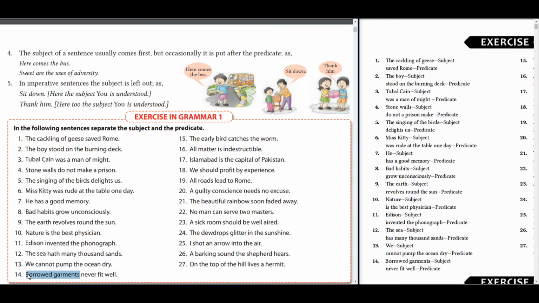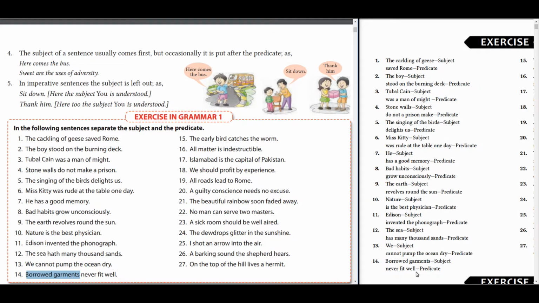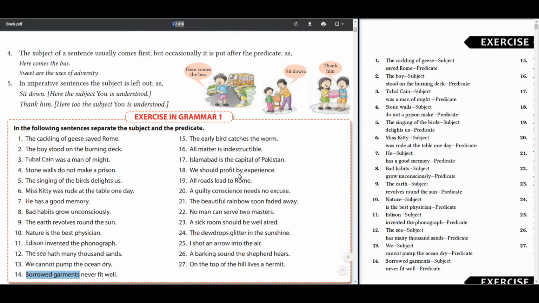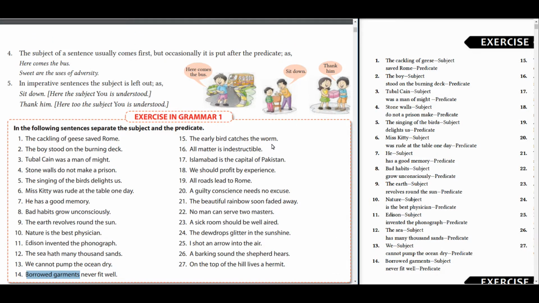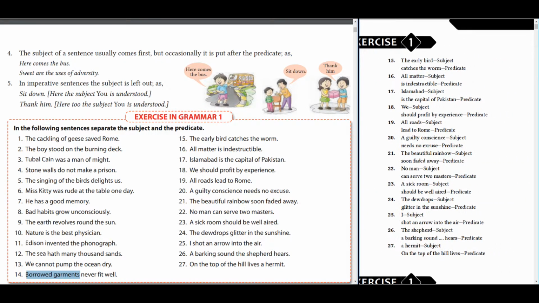14th. Borrowed garments never fit well. Borrowed garments, that's a subject. That is a thing. You know, a subject is a thing or a person. So borrowed garments is a subject, and never fit well, predicate. 15th. The early bird catches the worm. Okay, let's get the sentence here and the answer. The early bird, subject; catches the worm, predicate.